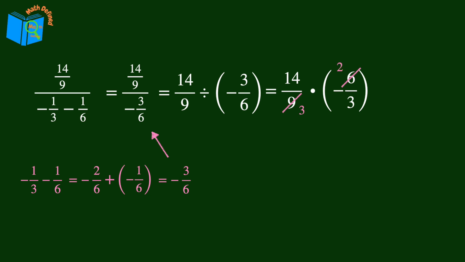We multiply the numerators. Positive 14 times negative 2 is negative 28, and then the denominators, 3 times 3 is 9. The last step is to simplify this improper fraction by dividing negative 28 by 9. 9 divides into negative 28 negative 3 times, with 1/9 left over.